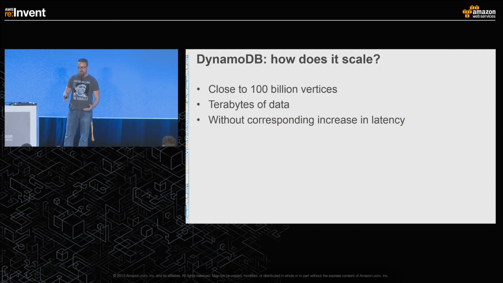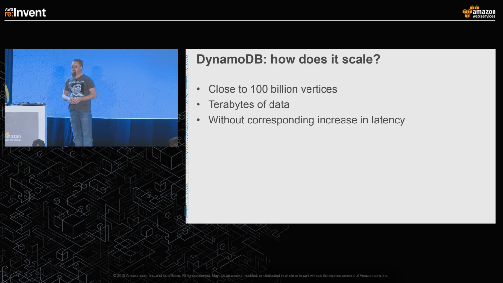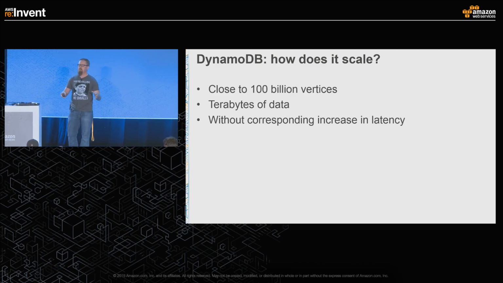Okay, so DynamoDB, how does it scale? Our graph that we're running has close to 100 billion vertices. So it's very big. It's terabytes of data. And all of that, while we've been building this and continually building it, has come without a corresponding increase in latency for these queries. That's the nice thing about graphs, is that they're bound based off of what your query parameters are. That is, in our case, it's the max depth that we're going to query. That defines how many hops we're going to have. Whereas a database, if you were going to be doing these joins, it's going to grow much more rapidly based off of the entire size of the graph.